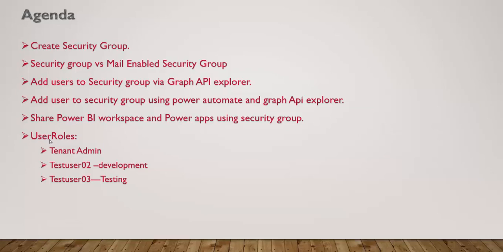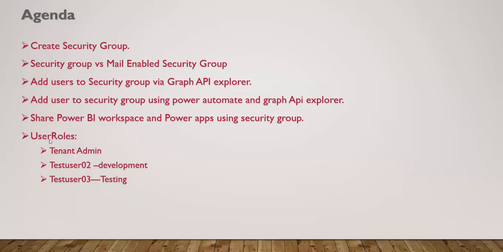First, we will see how we can add users to a security group using Graph API Explorer. And then we will use this Graph API inside Power Automate and add users to the security group. After that, we will see what is the use of the security group. Basically, it is used to share resources in M365, how we can share a Power BI workspace and Power Apps using a security group.